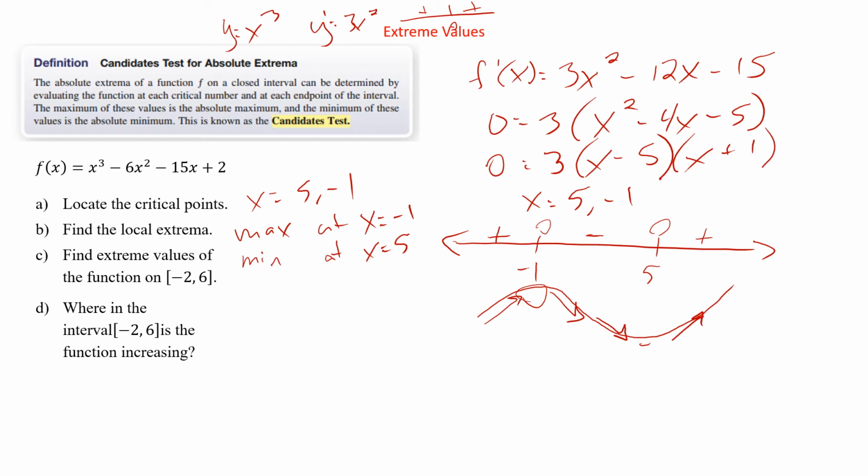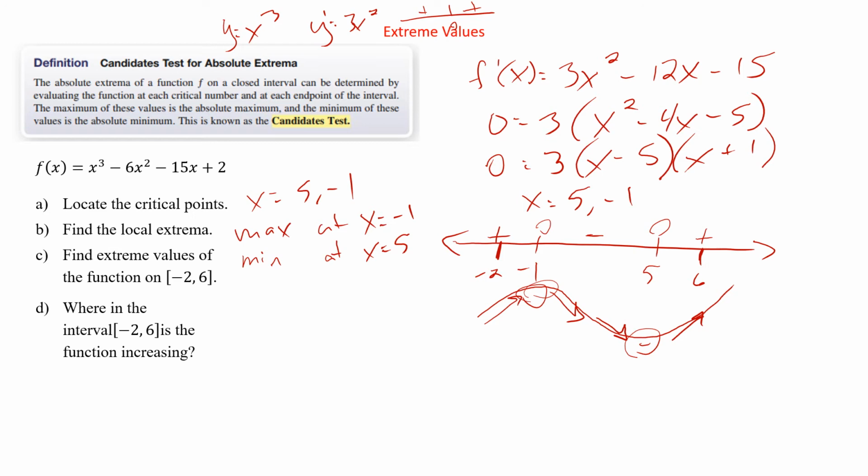So now for extreme values from -2 to 6. So now we have this -2, and we have the 6. So 6 will be bigger than 5, and negative 2 will be smaller than negative 1, but we don't know if it's going to get above or beyond these values. And so this is where the candidates test comes in. Sometimes it's possible to tell if it's going to be the absolute maximum or minimum just based on what you have, but in this case, we don't know.